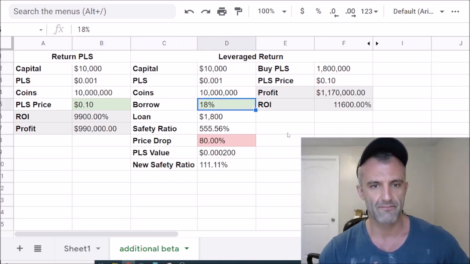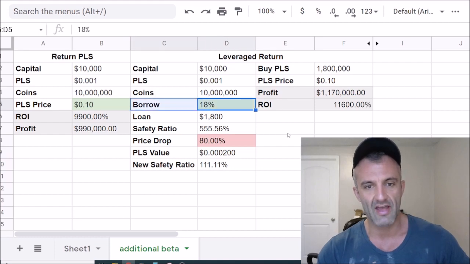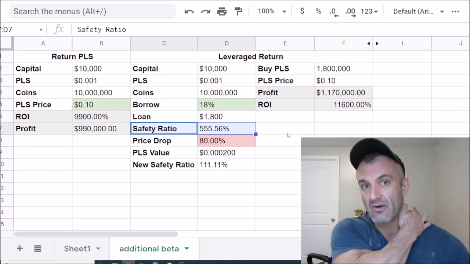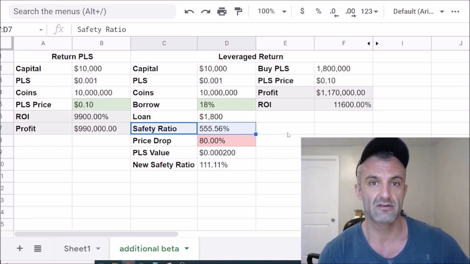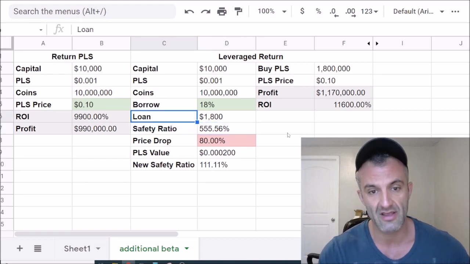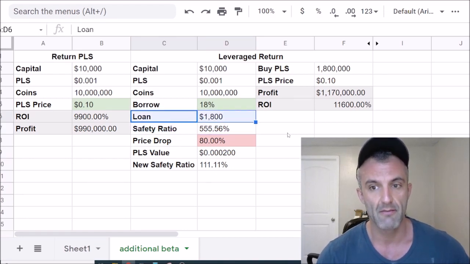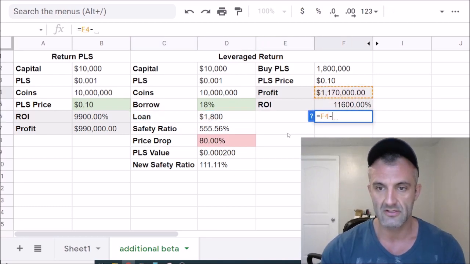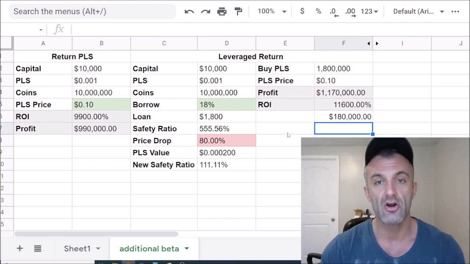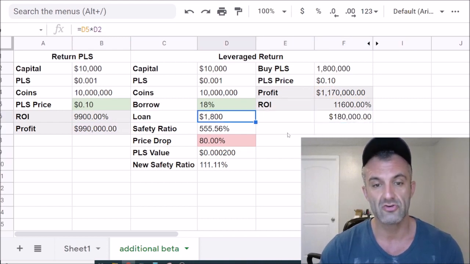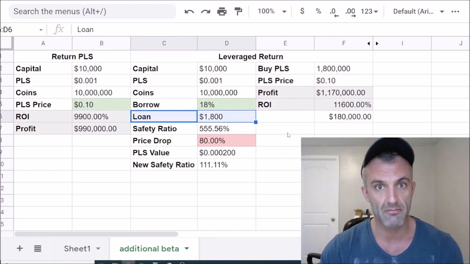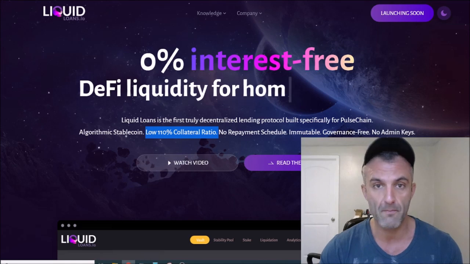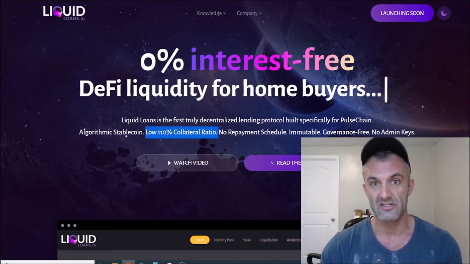But anyways, 10,000 bucks. You're going to borrow 18% of that. That's going to give you an initial safety ratio of over 500%, because you put in 10,000 and you're only borrowing 1,800. But this still increases your return by, let's see the difference, this minus this, $180,000. So you took your 18. This is free money, basically, because there's no interest rate and there's no payment period. So this is effectively free money.